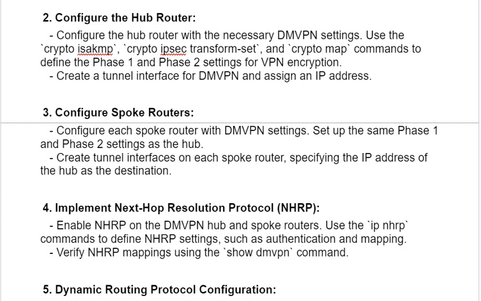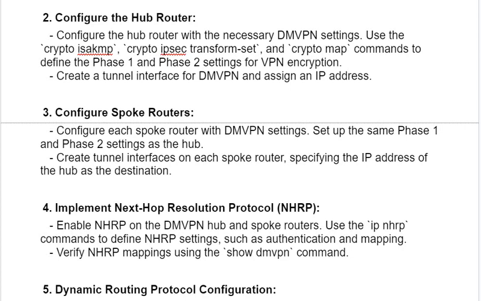Our second solution is configure the hub router. Configure the hub router with the necessary DMVPN settings. Use the crypto isakmp, crypto ipsec transform-set and crypto map commands to define the phase 1 and phase 2 settings for the VPN encryption. Create a tunnel interface for DMVPN and assign an IP address.